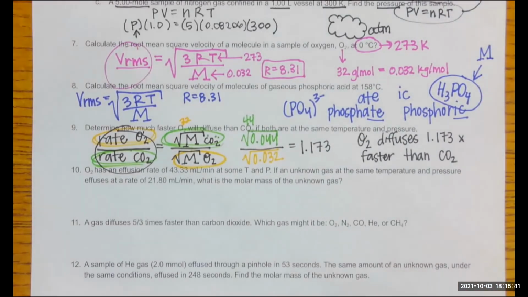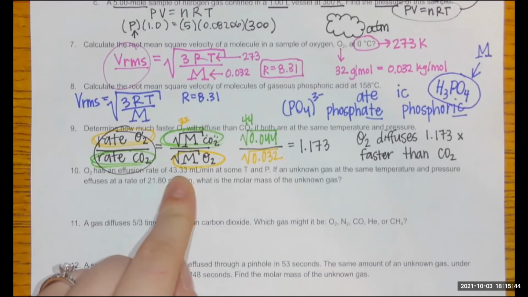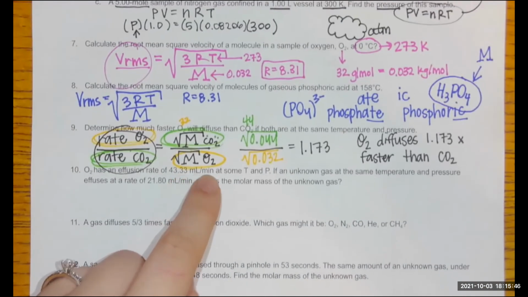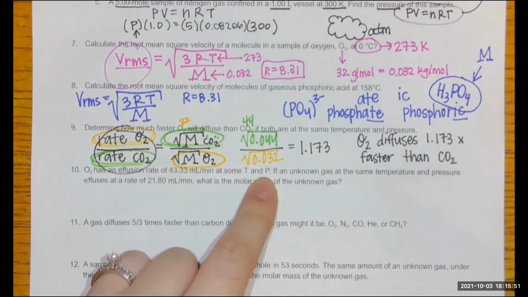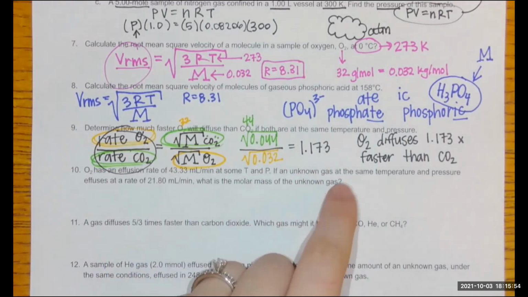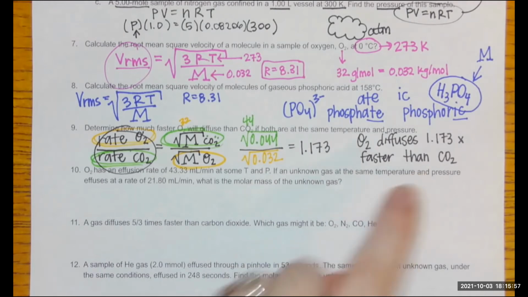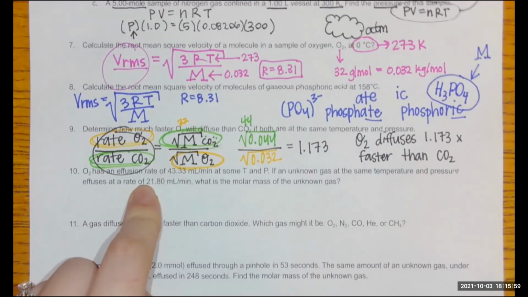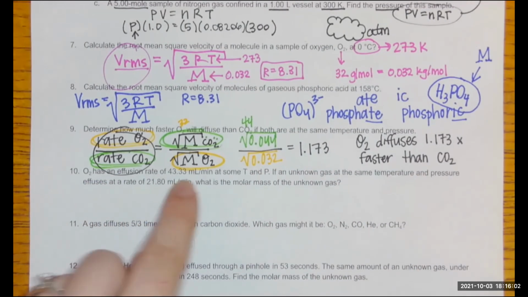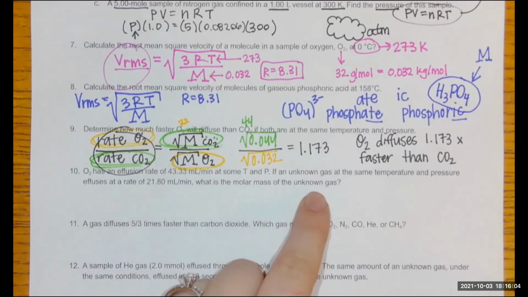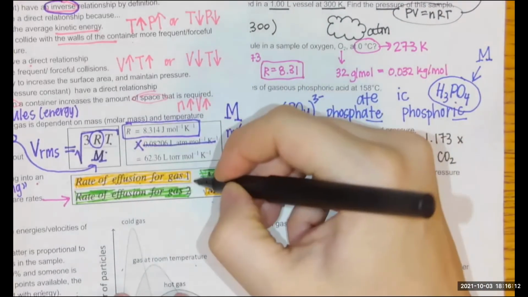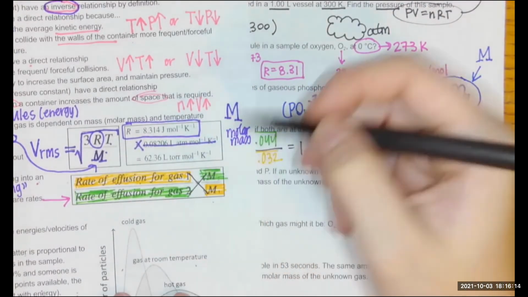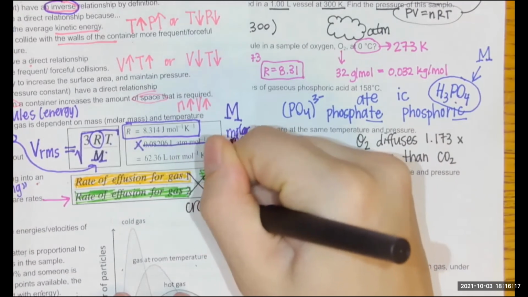Next one, oxygen has an effusion rate of 43.33 milliliters per minute at some temperature and pressure. Obviously, it's irrelevant. If an unknown gas at the same temperature and pressure effuses at a rate of 21.8 milliliters per minute, what is the molar mass of the unknown gas? So let me rewrite my formula coming from the notes, where it's got to be like, kind of zigzag cross multiply style.